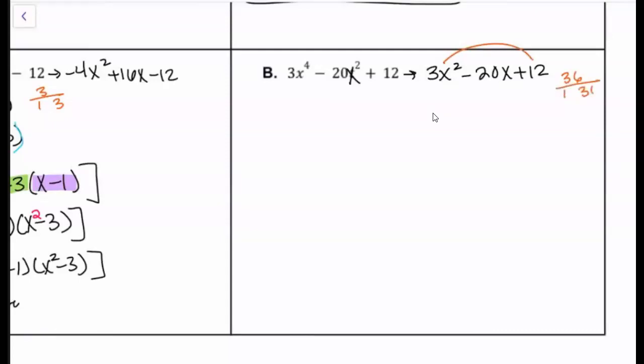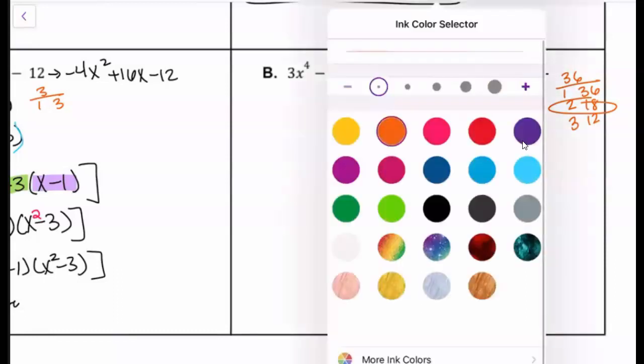And my factors of 36 are 1 and 36, 2 and 18, 3 and 12. We need to find which of these combinations will add to be 20. Well, I can see 2 and 18. So I'm going to split this up into a -2x and a -18x. Because -2 times -18 is going to give you positive 36, and -2 minus 18 will give you the -20. And like last time, everything gets brought down. And you just do your regular factor by grouping.